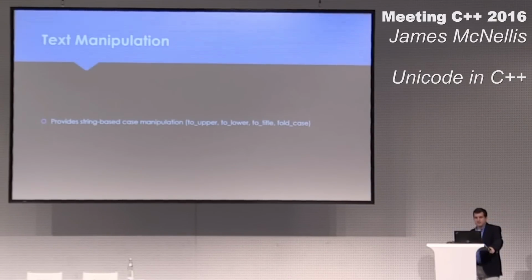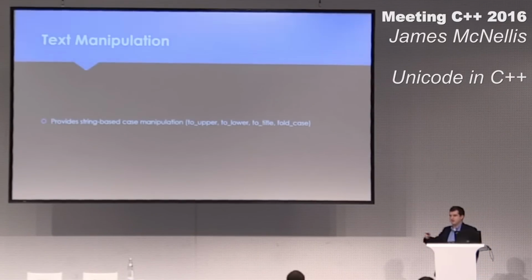It also provides string-based case manipulation functions. So for example, to_upper, to_lower, to_title. The C and C++ standard libraries provide functions like this, right? Like isalpha or toupper. But they operate on single characters, and those are generally not suitable for Unicode text because, well, each character may not be representable in a single byte or a single code unit. And moreover, there are some characters that when you uppercase them or lowercase them, they turn into 2 characters.